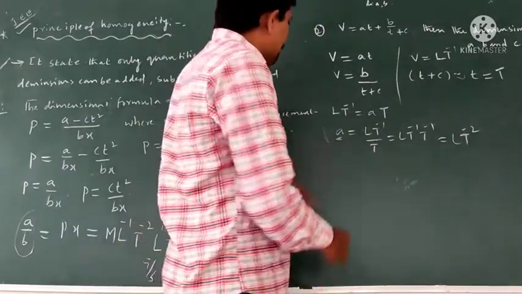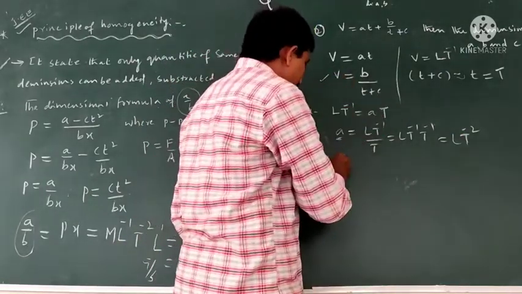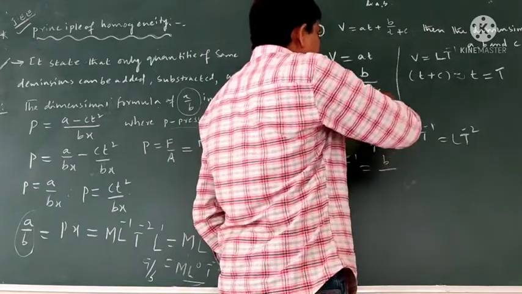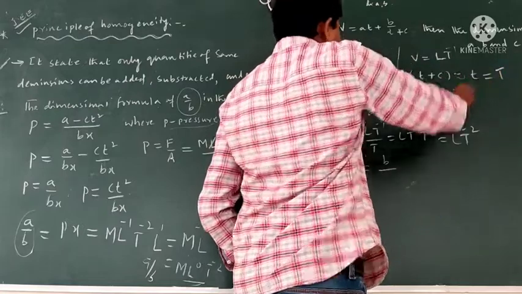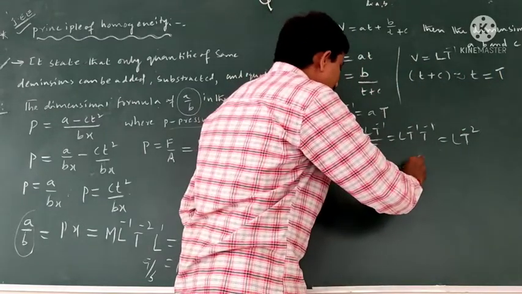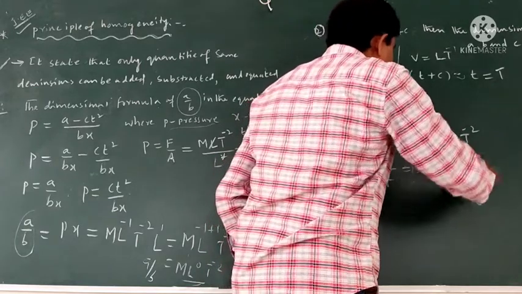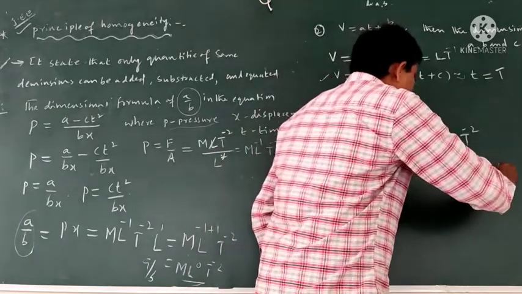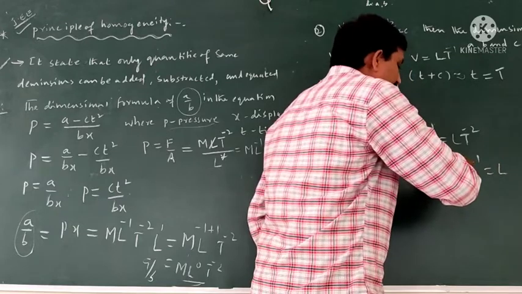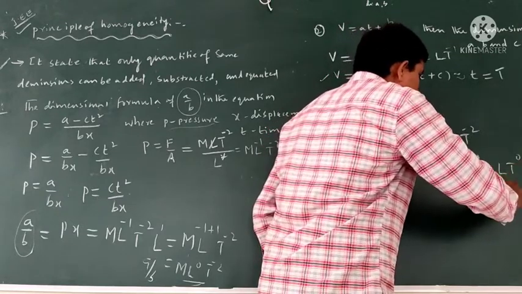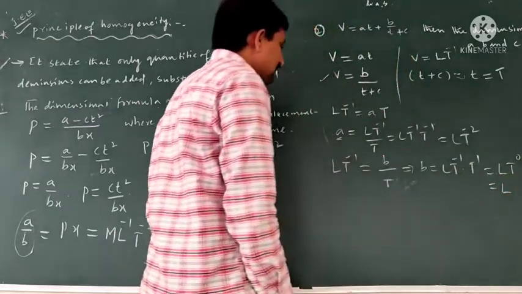Then B, substitute in this equation. B means L T^-1, that is equal to B by T plus C. So B is equal to L T^-1 into T, that is L into T to the power of minus 1, T to the power of plus 1. So T to the power of 0, that means L. B is equal to L.